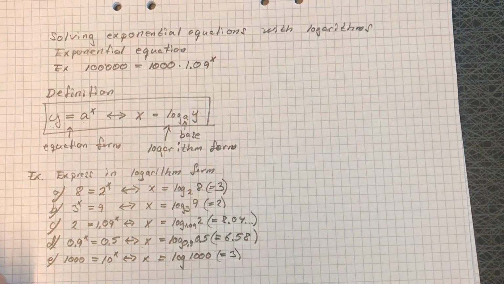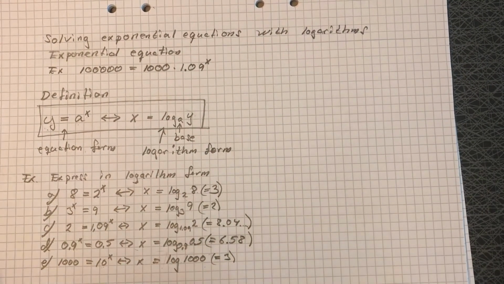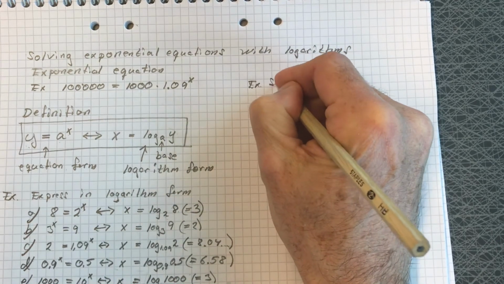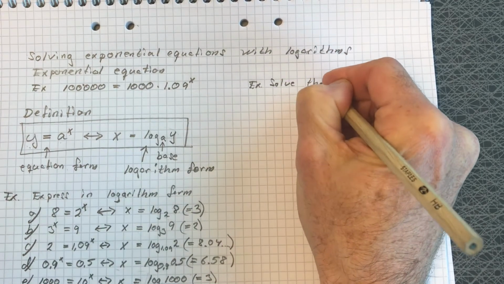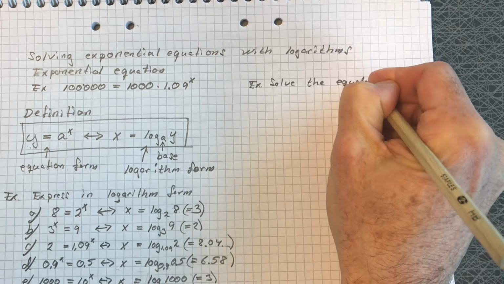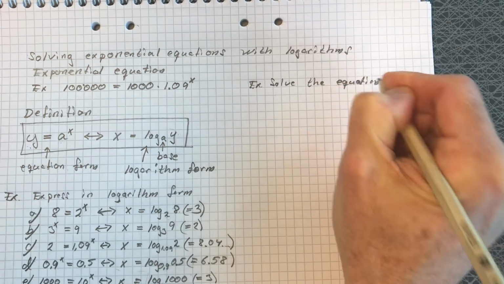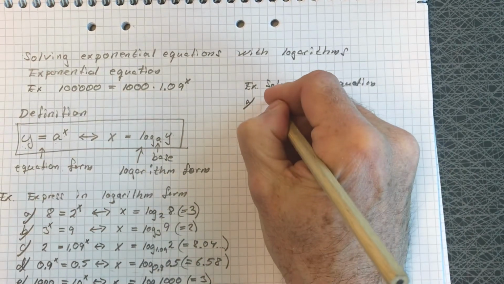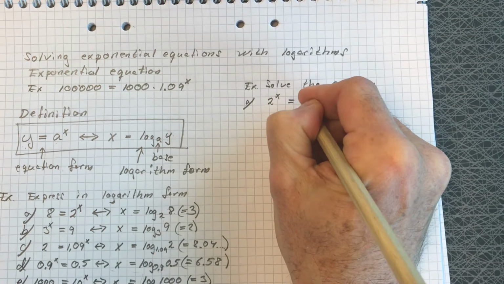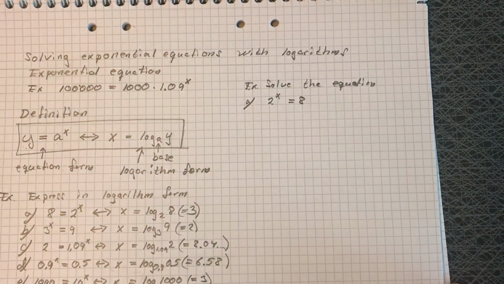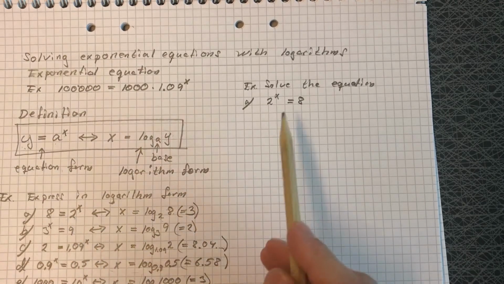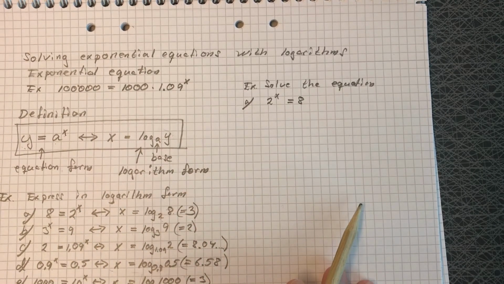I will show you one more way to solve equations exactly like this with logarithm. So I write here: solve the equation. A. 2 to the power of x is equal to 8. You see, it's the same equation here. I started with 2 to the power of x and 8, but that's the same.